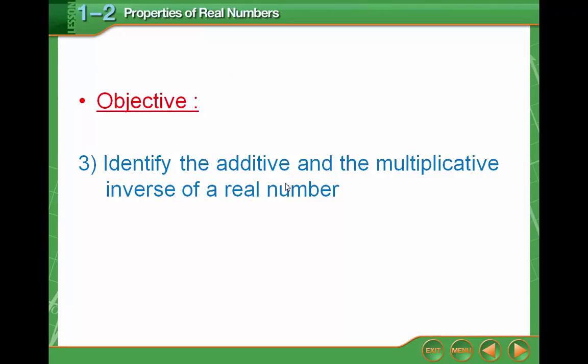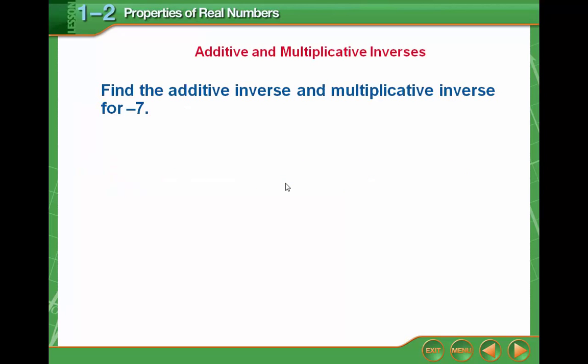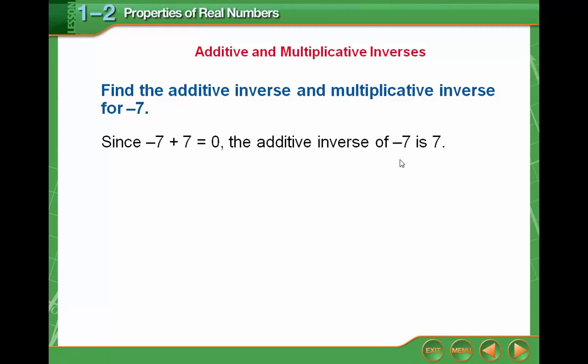The third thing I'm going to explain today is to identify the additive and the multiplicative inverse of a real number. This is easy actually. Let's see a small example. They gave us negative 7 and they need the additive inverse and the multiplicative inverse. The additive inverse is the number you add to negative 7 to get 0. Of course it's the opposite, so the additive inverse of negative 7 is 7.